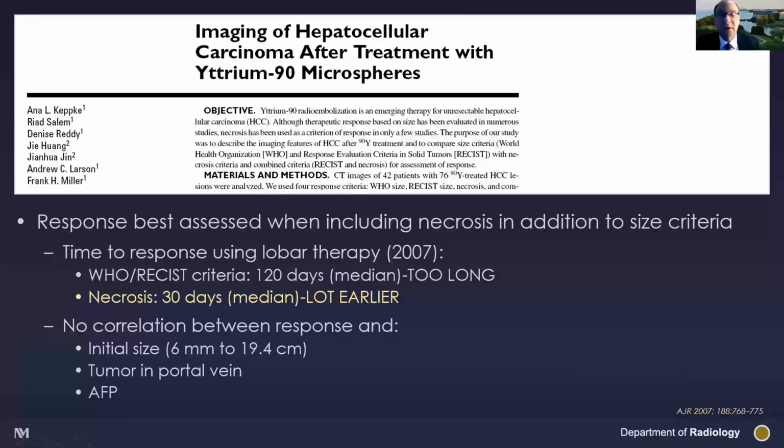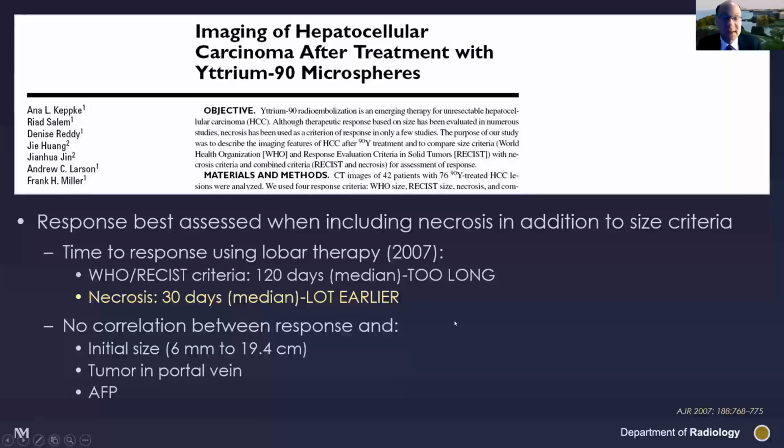This was one of my earlier papers with radioembolization. As I mentioned, this was from 2007. I didn't want to say that everyone was a failure of therapy, so I wanted to look at the therapy and see what happened. What was interesting is that using this low-bar therapy, if you looked at the WHO or RECIST criteria, which are size-based criteria, it took 120 days to see a response, which clearly is too long. If we look at necrosis, we start to see a response by 30 days, which was a lot earlier.